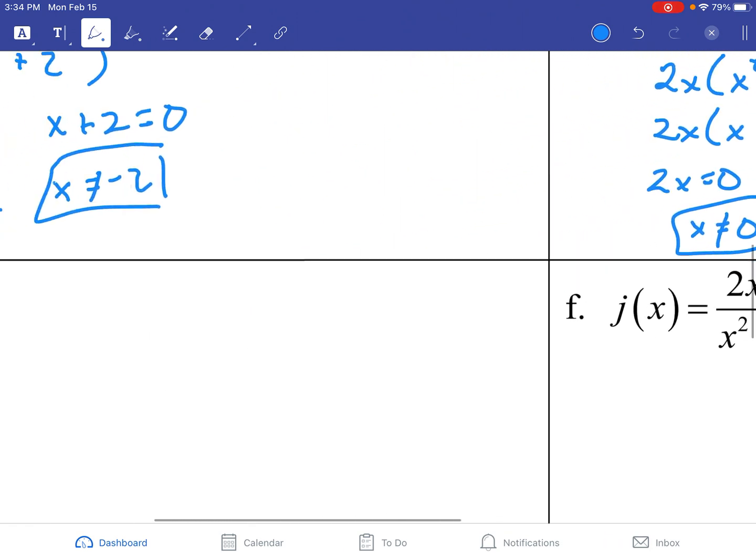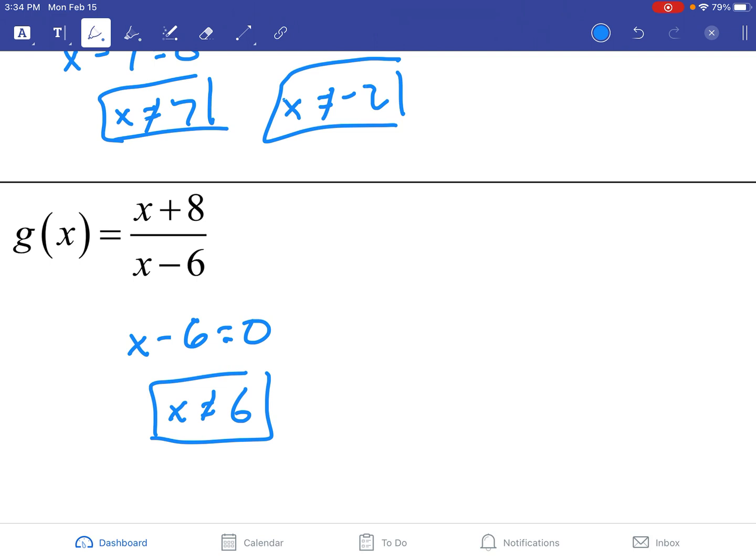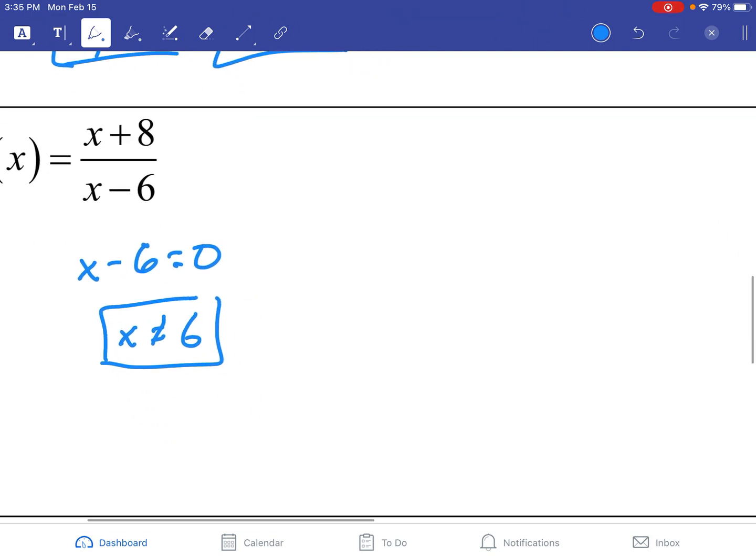Two more. Very simply, x minus 6 equals 0. X cannot equal positive 6. That's pretty simple.